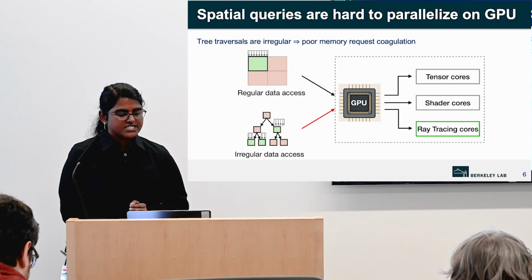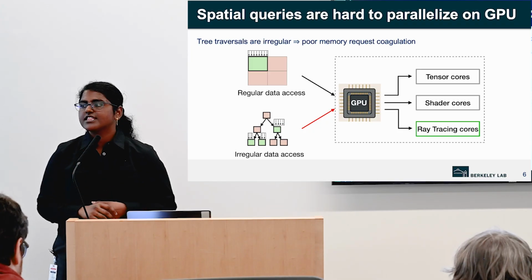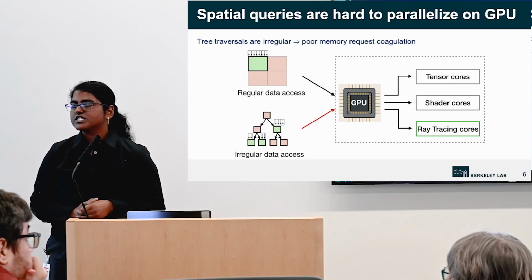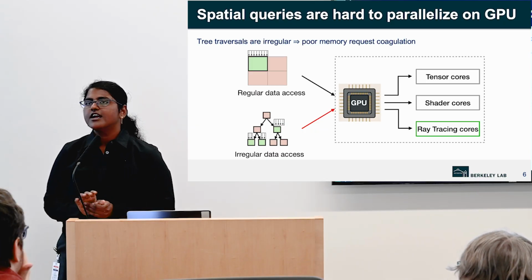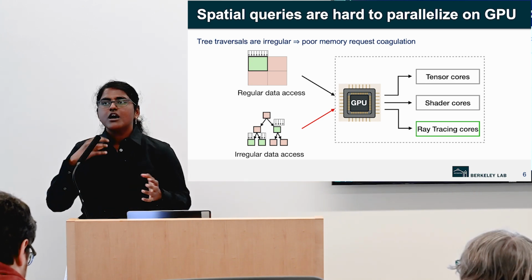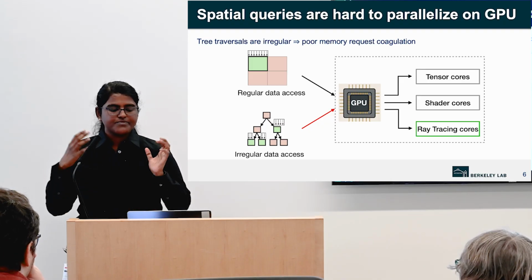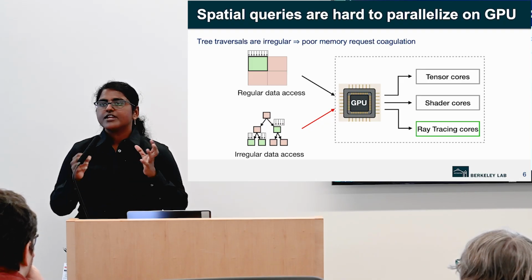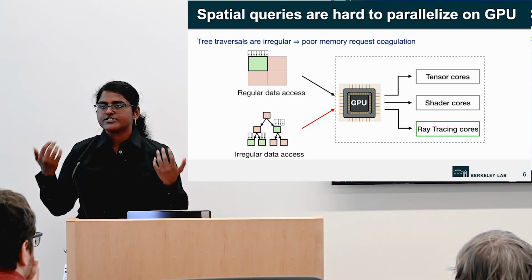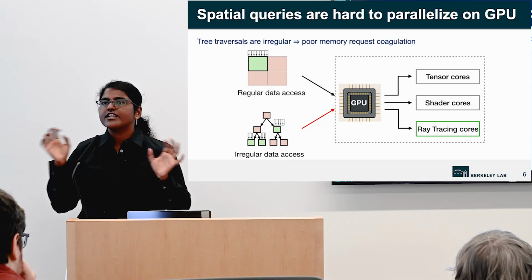Let's say you want to speed up the spatial query execution even further, let's say using a GPU. But the challenge is that spatial queries are hard to parallelize on GPU because the tree traversals and spatial query executions are irregular, which results in poor memory request coalescing, meaning it will be difficult to group the memory requests of different threads. Let's say in this tree, a group of threads start the traversal at the root, but they keep choosing different paths, and the thread group splits further and further as they traverse down the tree, and eventually end up accessing very different parts of the memory.